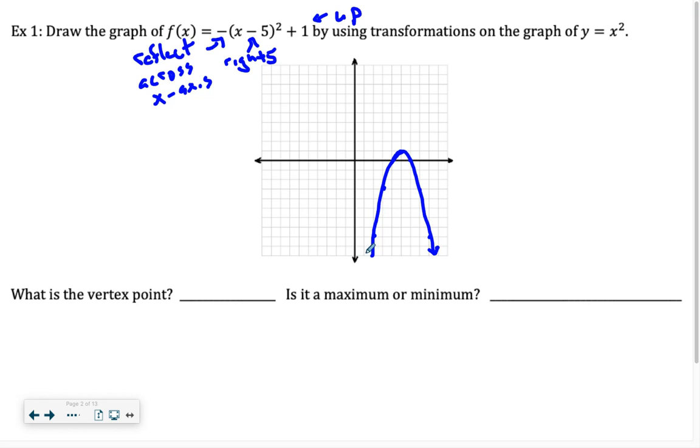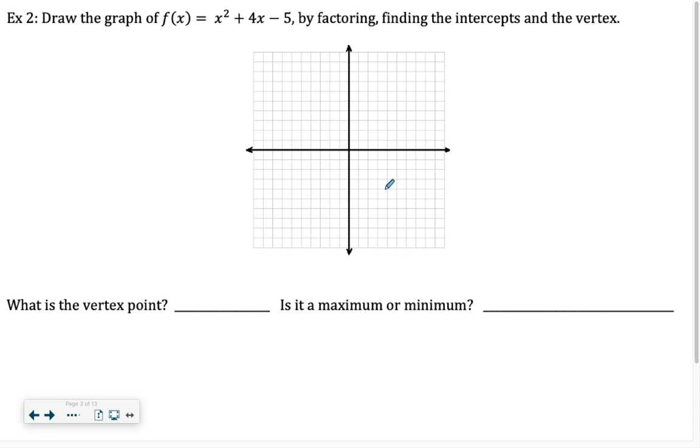Okay, so the vertex is this point right here. In this case, that vertex is the point (5, 1). And when we're talking about a parabola, the vertex is always going to be either a maximum or a minimum value. If the parabola opens down, that point is going to be a maximum. If the parabola opens up, that point would be a minimum. Okay, so let's take a look at graphing using a different method.